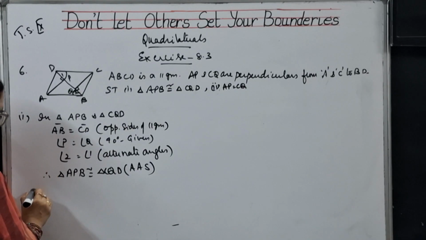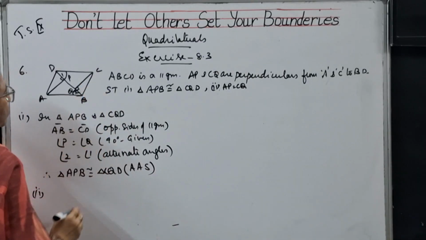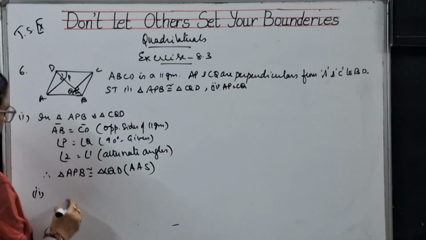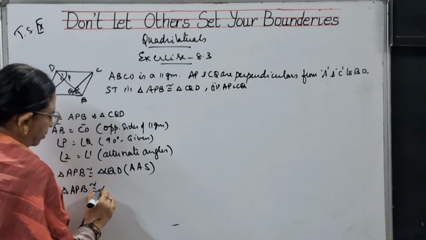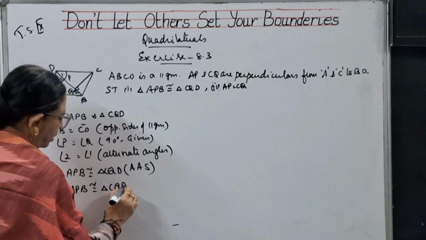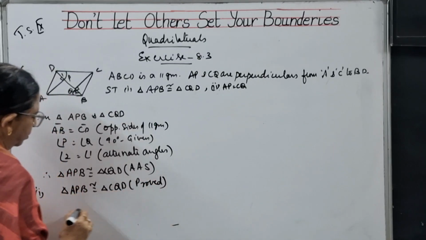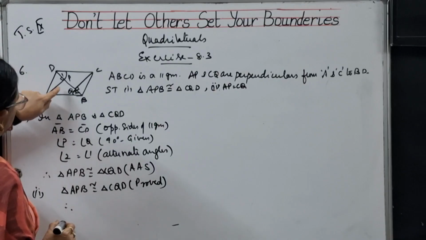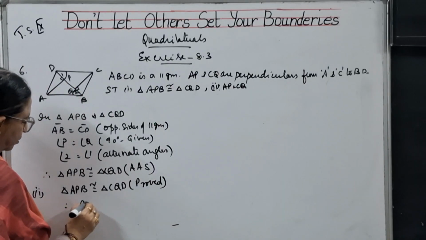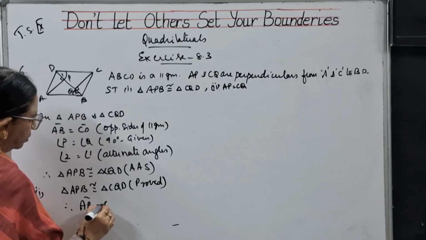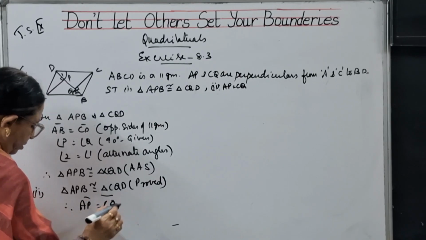Now the second bit. What is the second bit? AP is equal to CQ. Triangle APB is congruent to triangle CQD. This we have just now proved. So when two triangles are congruent, then their corresponding sides are equal. So AP is equal to CQ. This is the proof, children.